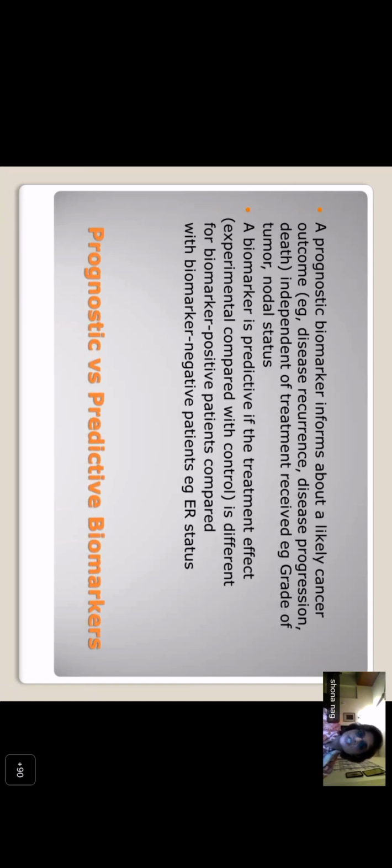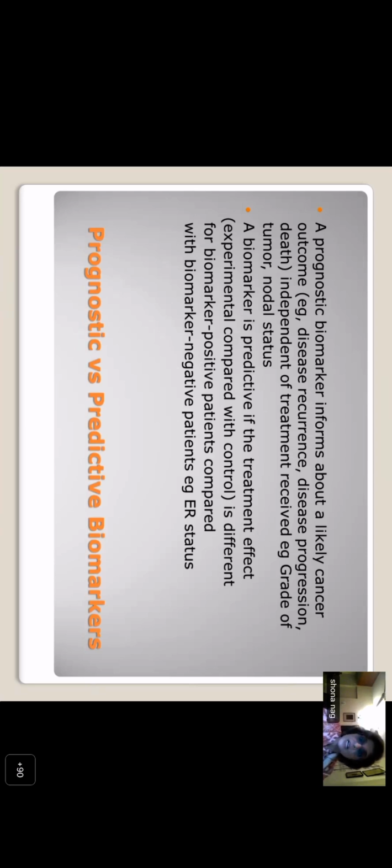We need to differentiate between a prognostic and a predictive biomarker. A prognostic biomarker informs about a likely cancer outcome, be it recurrence or death, independent of the treatment given. For example, we know that a higher grade of tumor does tell us that the patient is going to do poorly. A large number of positive nodes is also going to tell us that irrespective of treatment, this patient is at a high risk of disease recurrence.